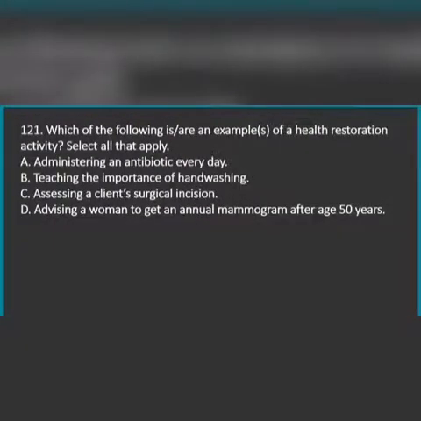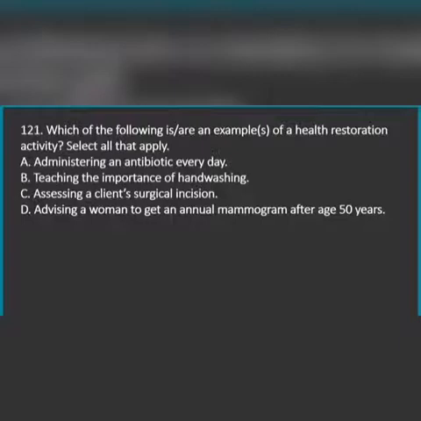Question 121. Which of the following are examples of a health restoration activity? Select all that apply. A. Administering an antibiotic every day. B. Teaching the importance of hand washing. C. Assessing a client's surgical incision.